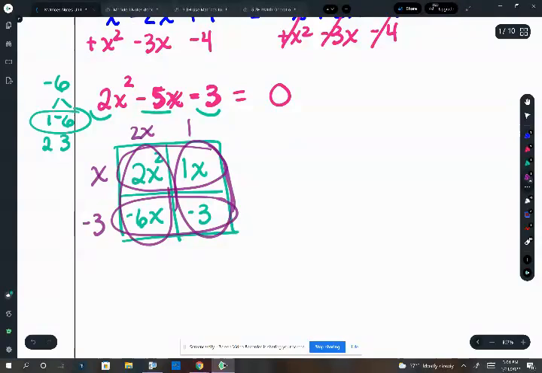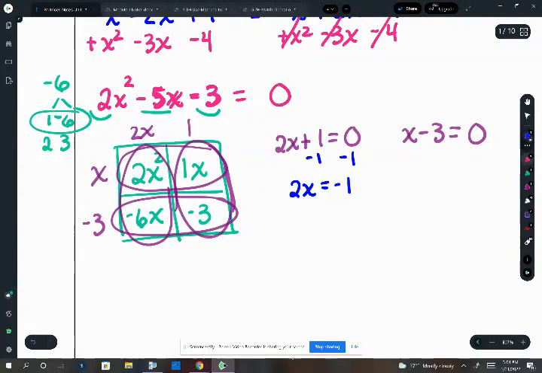And remember, we can always check that just to double check. Okay, but everything checks out. So we're going to set those equal to our 0 and solve. So we're going to go 2x plus 1 equals 0 and solve it. And then x minus 3 equals 0 and solve. So we're going to subtract 1. So we get 2x is equal to -1.